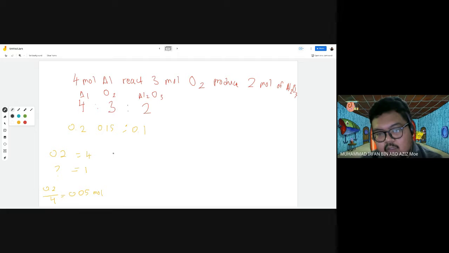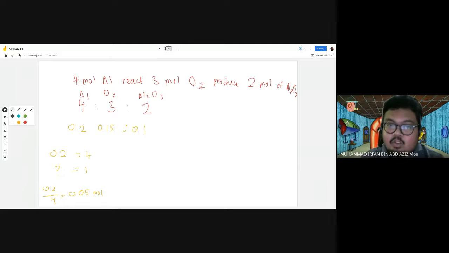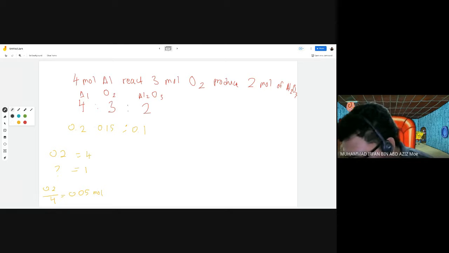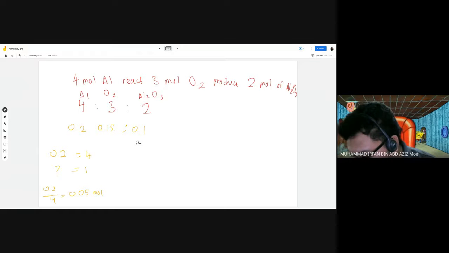Kita tengok divide. Cuba tengok. Okay, 0.2 divide by 0.1. Dapat tak? 0.2 divide by 0.1, you get 2. Okay, dekat sini dapat 2.